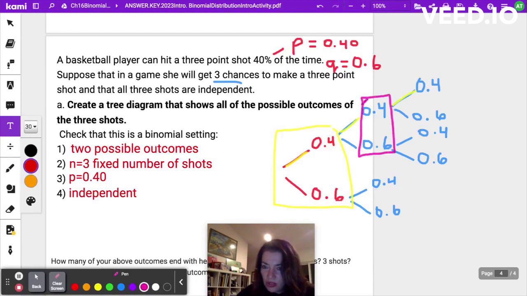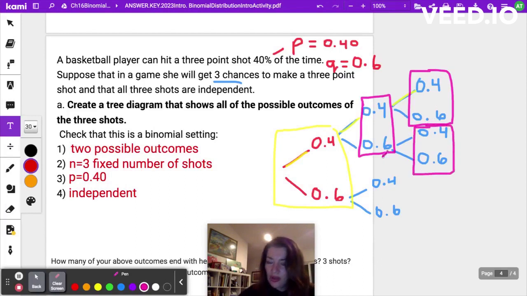So those are mutually exclusive. She either makes it or misses it. That adds up to 100%. The third time she takes a shot, she either makes it or misses it. And likewise over here, she either makes it or misses it. So every time you are creating the branches, they are mutually exclusive when you add them up. In other words, they add up to 100%. All right, let's continue. What happens if she misses the shot?